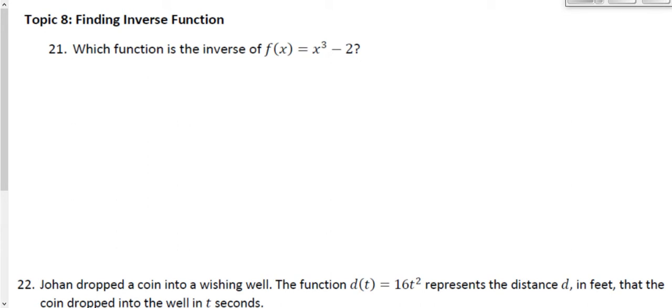Alright, in this video we have another short video about topic. We have topic 8 here, which is about finding inverse functions.